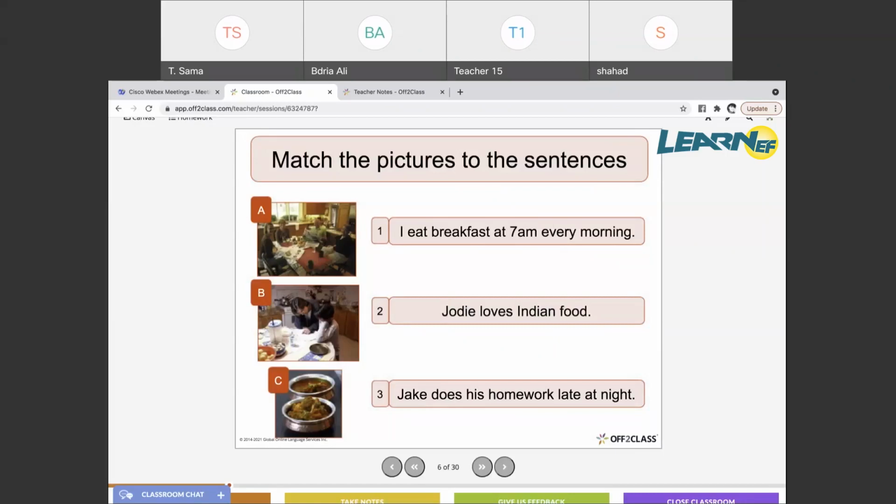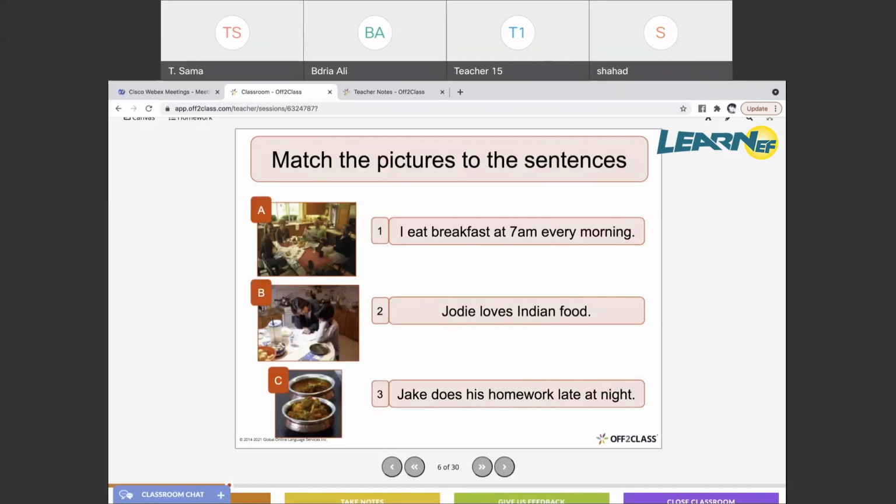And B, Shahid? I think it's habits and general truth at the same time. Yeah, could be. Jack does his homework late at night. Good. Do you think it's a general truth or a habit?